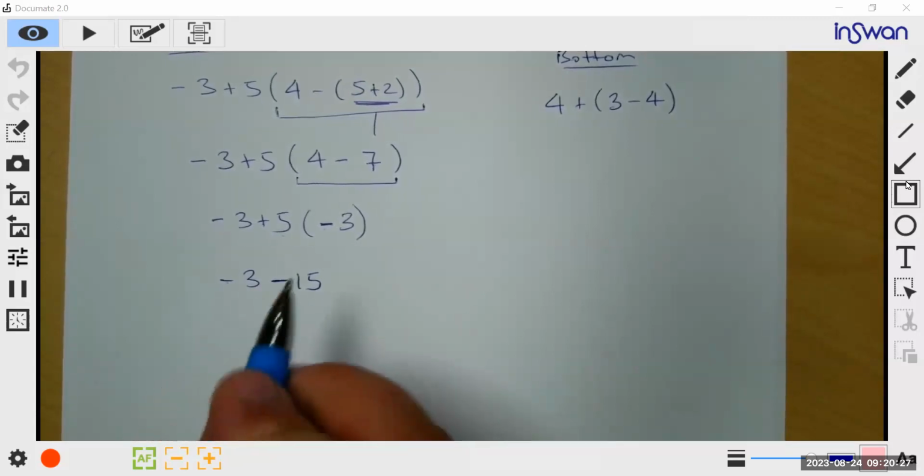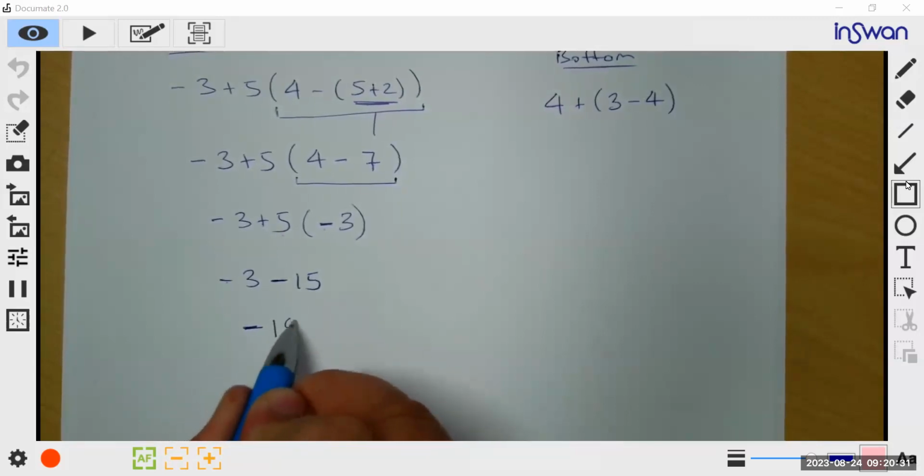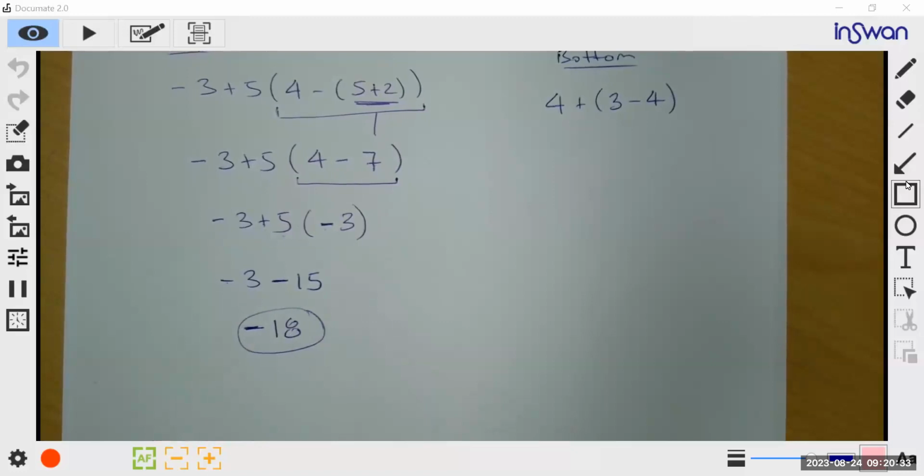Both signs are negative, so the answer should be negative. 3 plus 15 is 18. So that's the top number.